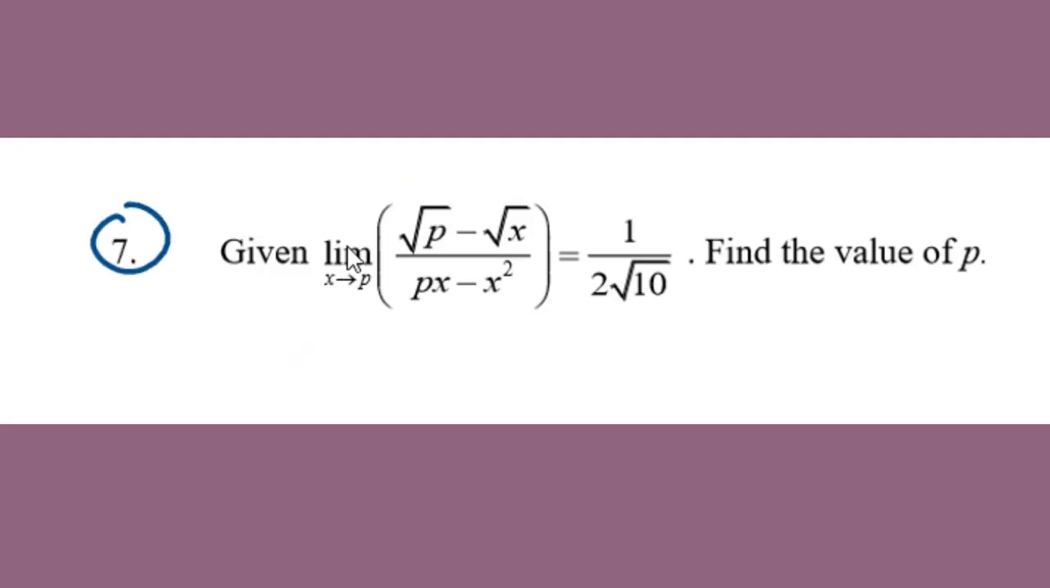Number 7. This limit of this function as x approaches p is given to be equal to something. So find the value of p. We are going to find the value of p, and then discuss number 7.